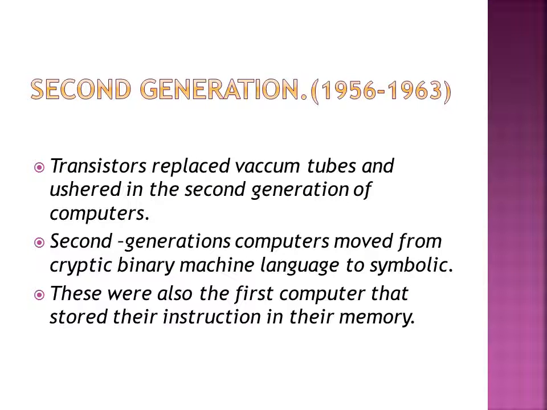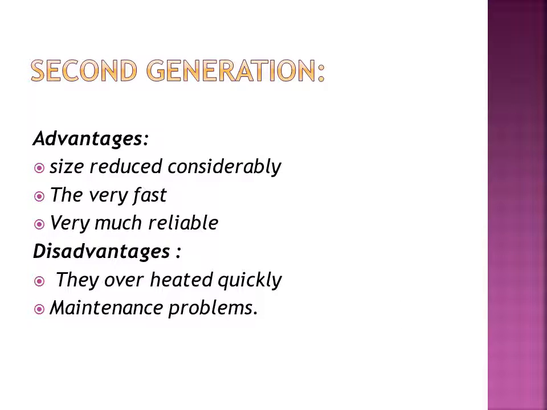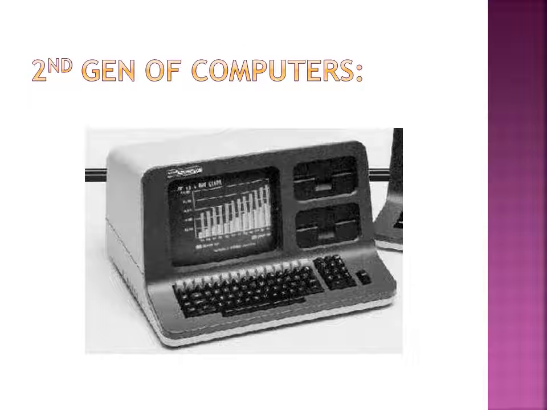Second generation, 1956 to 1963. Transistors replaced vacuum tubes and ushered in the second generation of computers. Second generation computers moved from cryptic binary machine language to symbolic. These were also the first computers that stored their instructions in their memory. Advantages: size reduced considerably. They were very fast, very much reliable. Disadvantages: they overheated quickly. Maintenance problems. So here is the picture of second generation of computer.